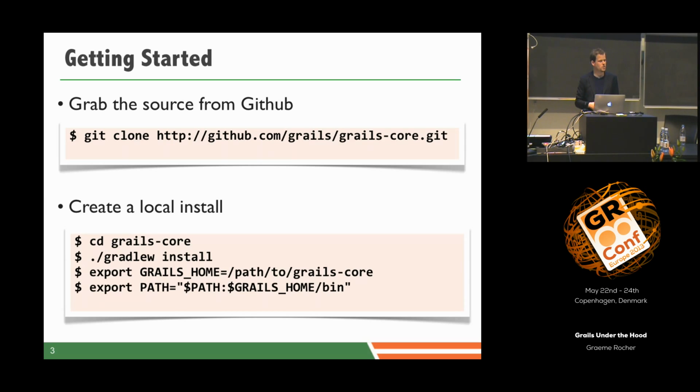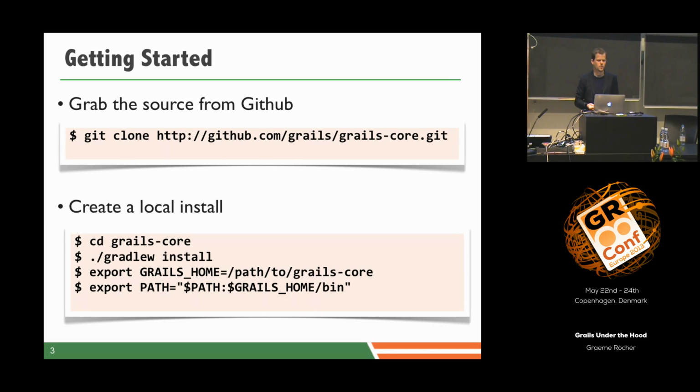And that's typically a matter of cd into your local clone, running Gradle install. You don't actually have to have Gradle installed, you can just use the Gradle wrapper. Then all you have to do is set the Grails home environment variable to where you created your clone, and add the bin directory to your path. And then you have a development version of Grails up and running.